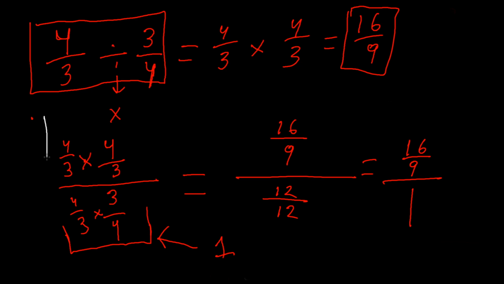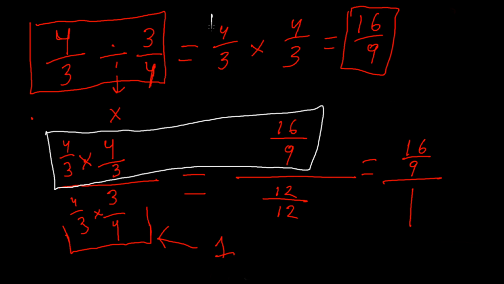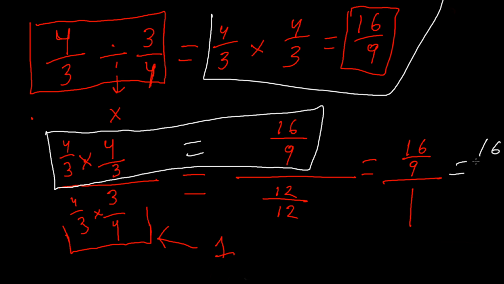This equality right here, this one and that one are the exact same thing. Because what we're really doing is turning the denominator, which is this divisor right here, into a 1. And then because dividing by 1 doesn't do anything, we just remove the 1. So this would just turn into 16 over 9, and we get the exact same answer with this process right here.